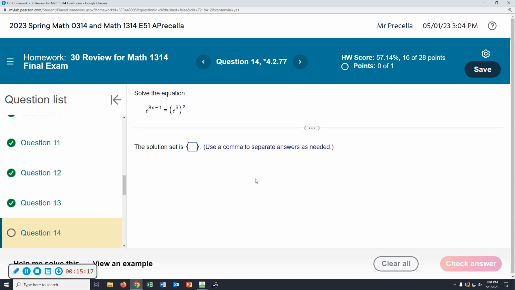An exponential equation. Number 14. Let me write the equation. Solve the equation: e to the 8x minus 1 is equal to e to the 6th, all raised to the x.